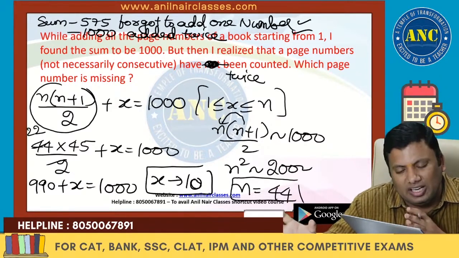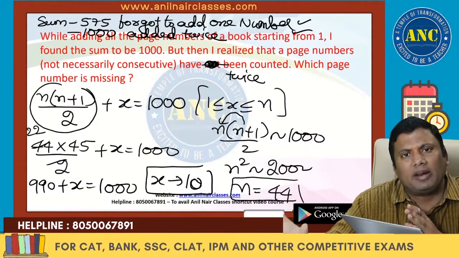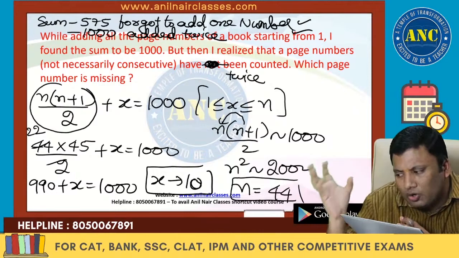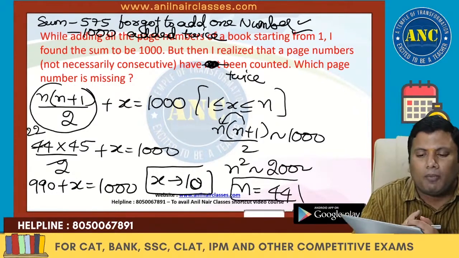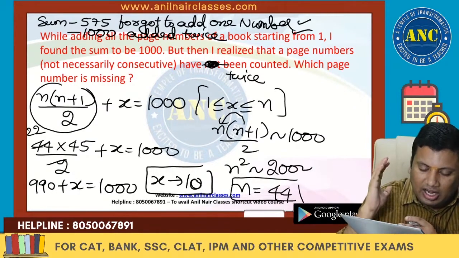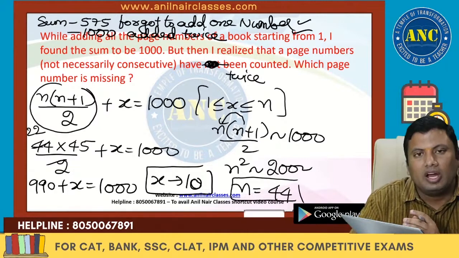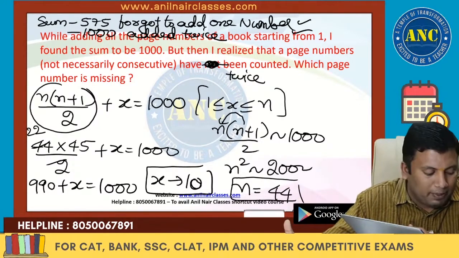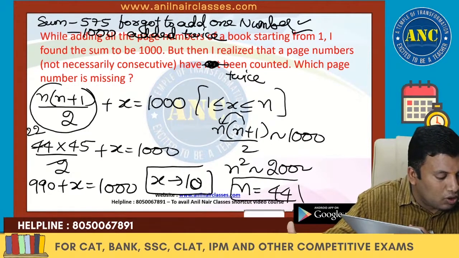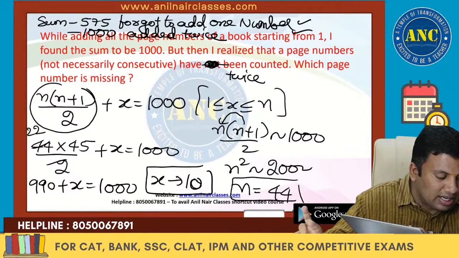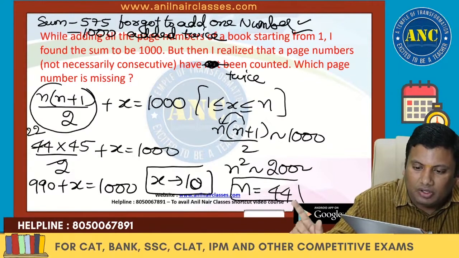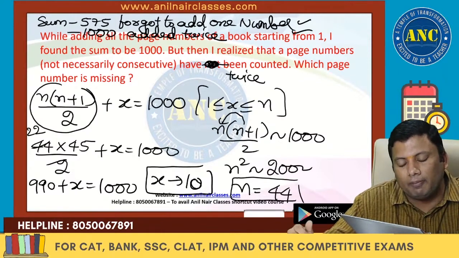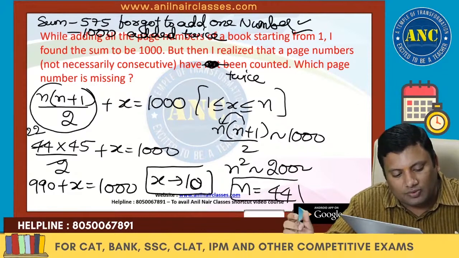This is taken from an original previous year CAT question. All the questions which I discuss in this mock CAT series are taken heavily from my understanding of the patterns of the CAT paper. I hope it is clear, Manish. Two questions are there: 575 with one number forgotten, and 1000 with one number added twice. Two models which we discussed.